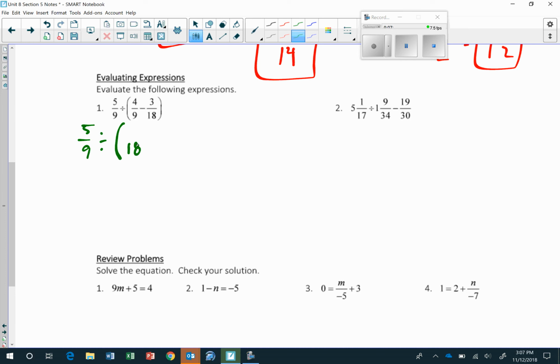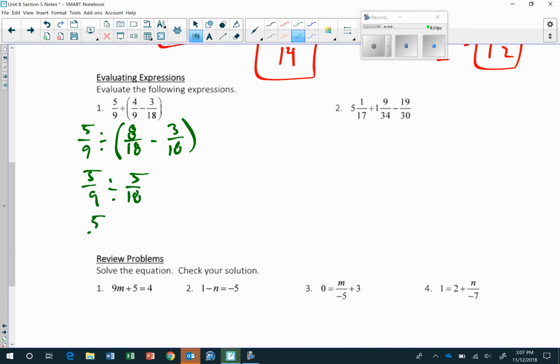So I'm going to rewrite this with 18 as the denominator. 9 times 2 is 18, so I do 4 times 2, which is 8. So I have 5 over 9 divided by, when I do that subtraction, I get 5 over 18.